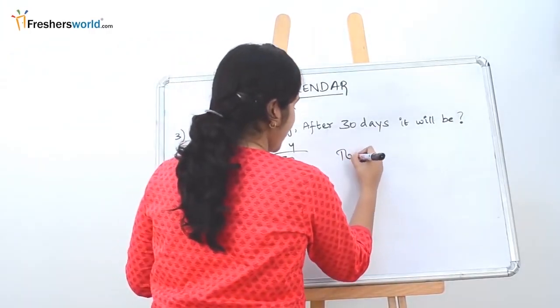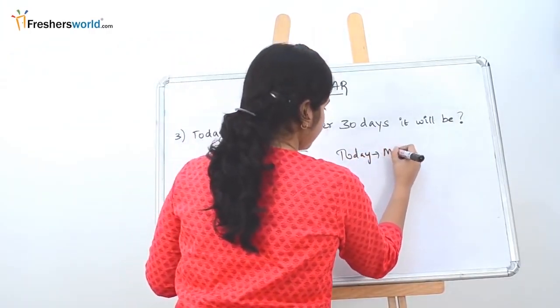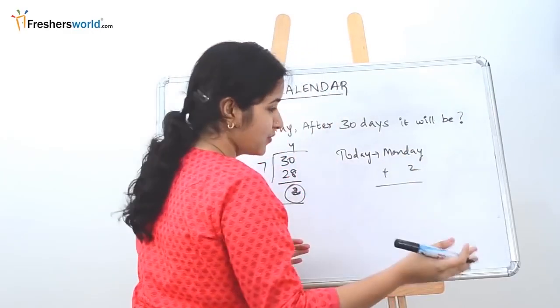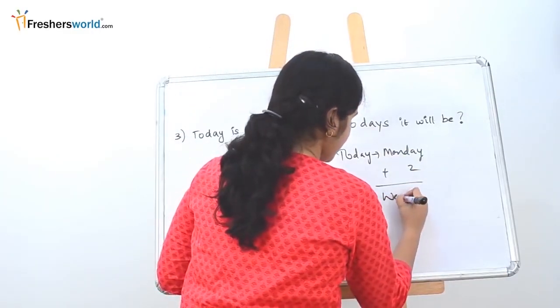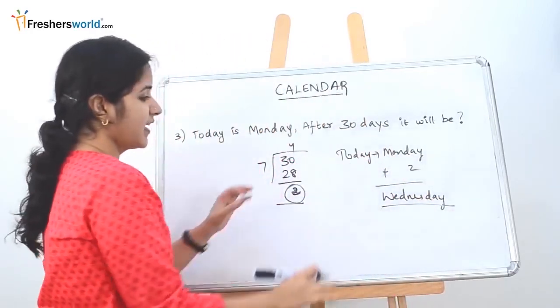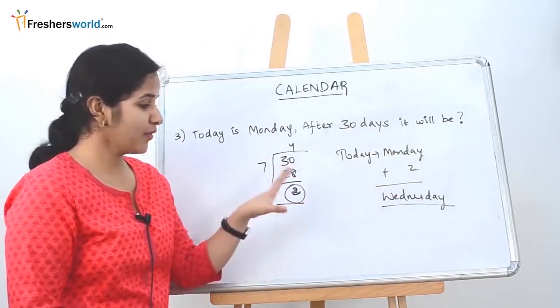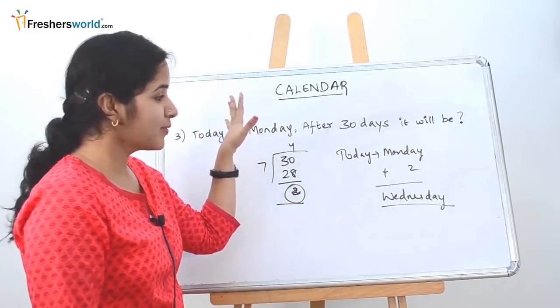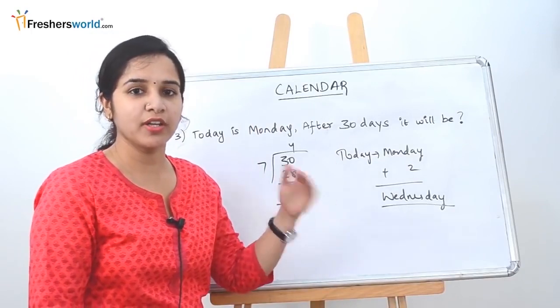So today is Monday. So add plus 2. So the next day is Tuesday, then it's Wednesday. So after 30 days, it will be Wednesday. This is how you have to solve this sum. They will ask the same question with different days. It will be the same method that you will follow for every other sum.